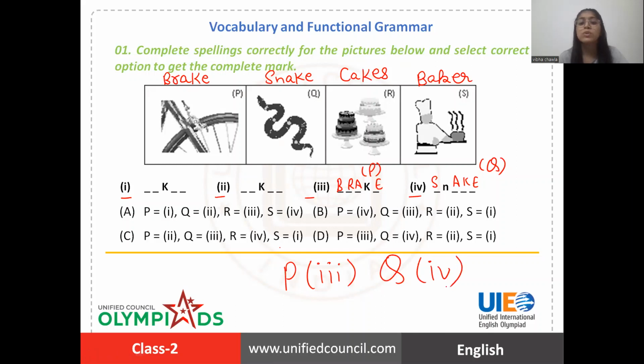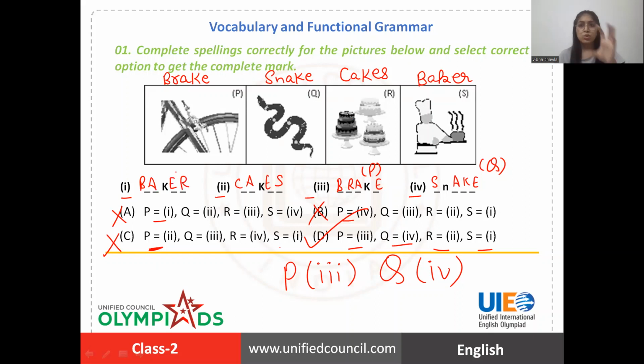Now what will we do? We will apply the elimination technique. Let's have a look at the options. P1 eliminated, P4 eliminated, P3 is given in this one and P2 is given in this one, so it can also be eliminated, which means the right answer is option D. P third, then we have Q in fourth, then R second. So we have to fill cakes in second, and then S in 1, which is baker, in 1.